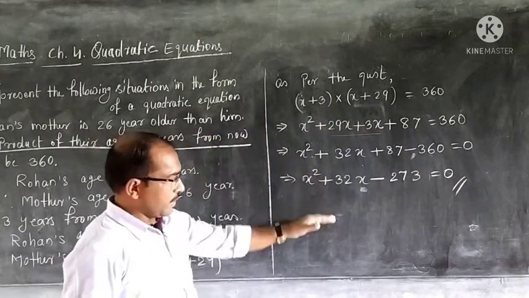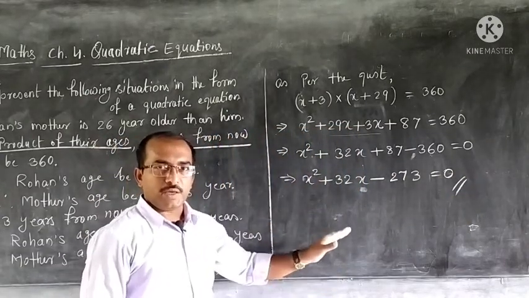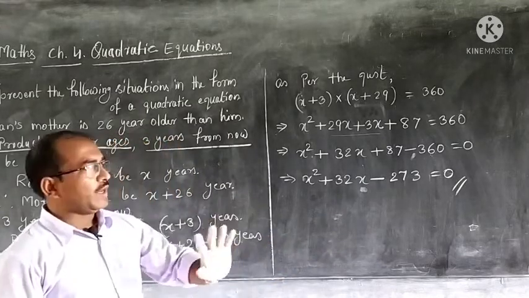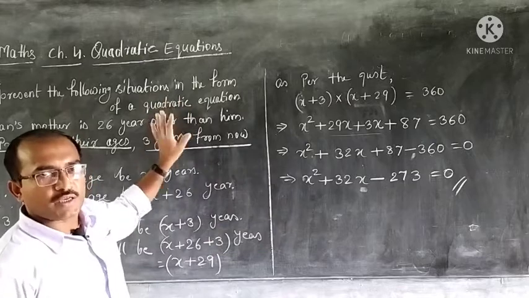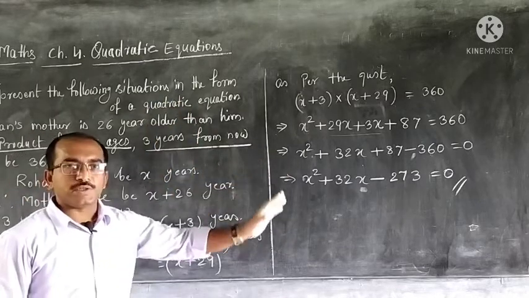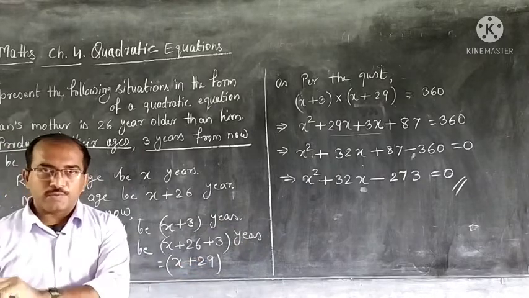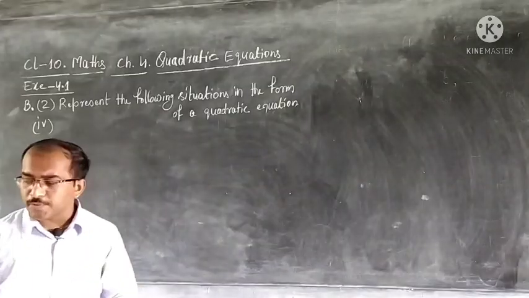If we go on further solving it, we will find the age of mother also, the age of Rohan also, but we are not asked. We will answer only what the question is asking. The question is asking to represent the situation as a quadratic equation. Hope you have understood. Let us go now to question number 4. We are in Roman number 4 now.